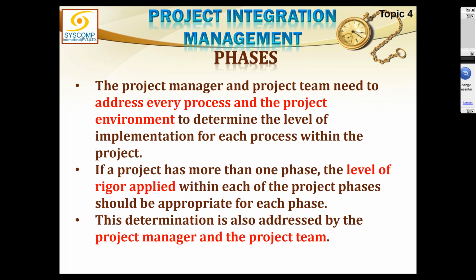If a project has more than one phase, the level of rigor applied within each of the project phases should be appropriate for each phase. It is not necessary that you go into the same level of detail in each phase. Maybe one phase deals with something very complex and very intricate, so your work packages are very small and you are monitoring each and everything, and other phases may not be that intricate. Again, the decision is yours. This determination is also addressed by the project manager and the project team.